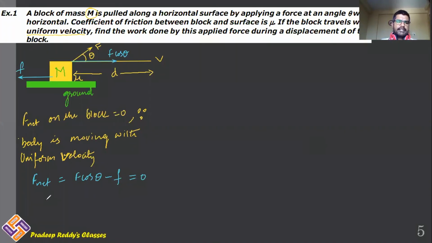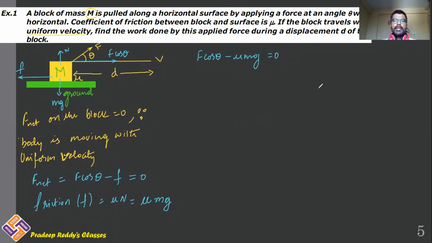But we already discussed frictional force. F is equal to mu into normal reaction, as we discussed yesterday. Mu is the coefficient of friction, N is the normal reaction. Normal reaction will be equal to mg. So the normal reaction is in this direction. This is N, which will be balanced with the gravitational force mg. So frictional force F is equal to mu mg, that I will be substituting here. F cos theta minus mu mg is equal to 0. This is the net force acting.